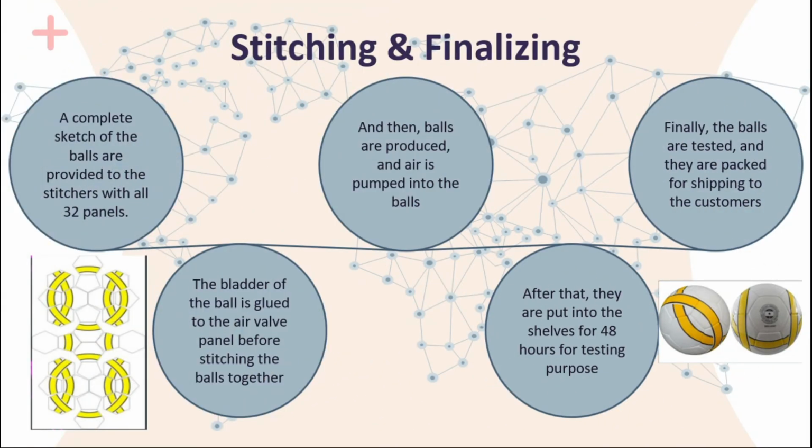The final step is stitching and finalizing, where a complete sketch of the ball is provided to the stitchers with all 32 panels. The bladder of the ball is glued to the air valve panel before stitching the balls together, and then the balls are produced and air is pumped into them. After that, they are put on the shelf for 48 hours for testing purposes. Finally, they are packed for shipping to the customers.